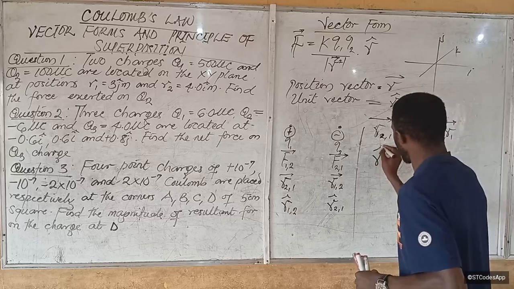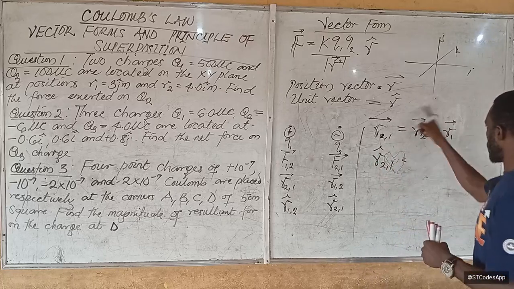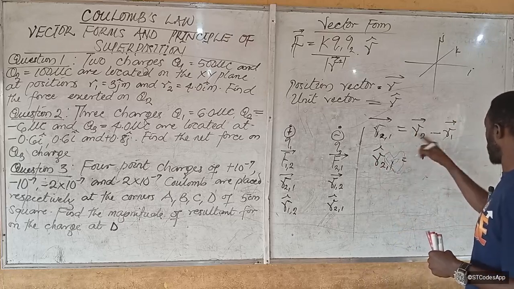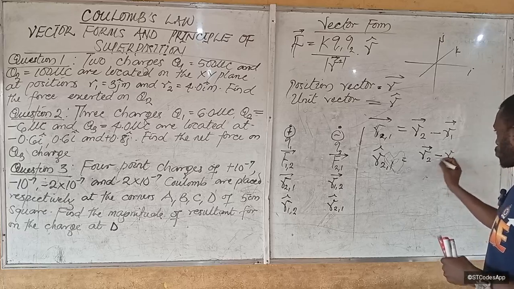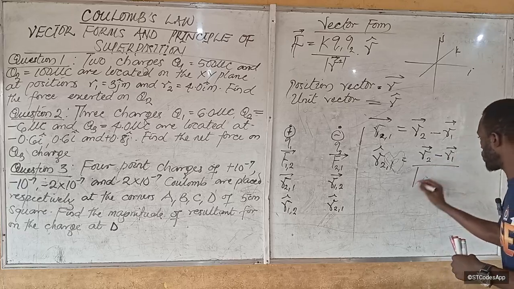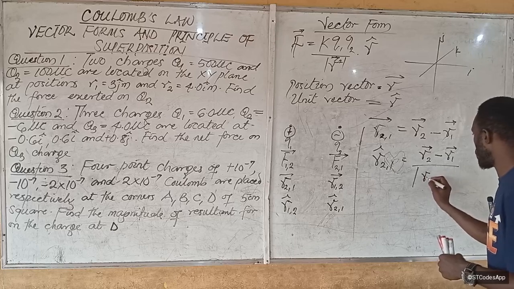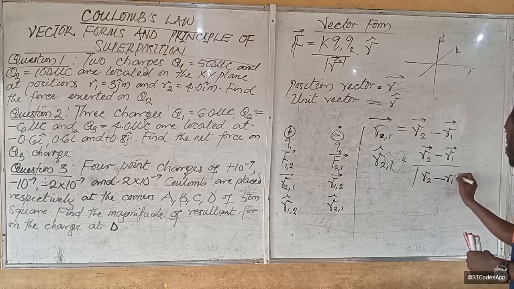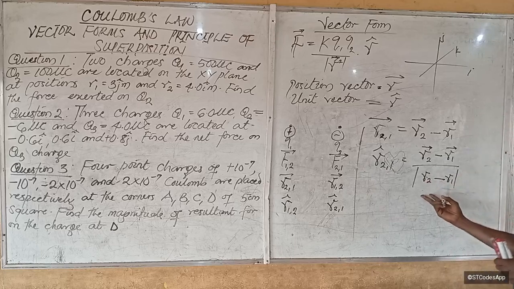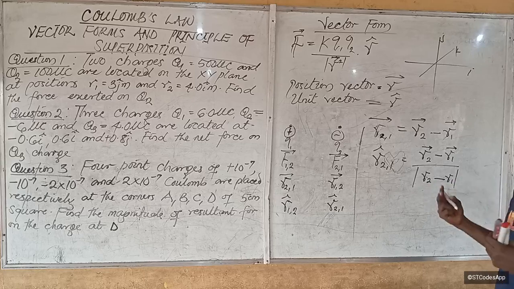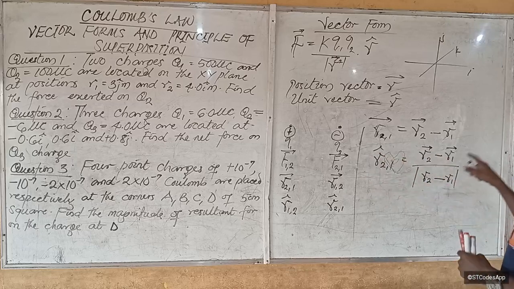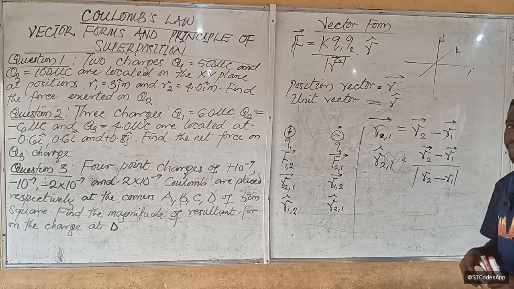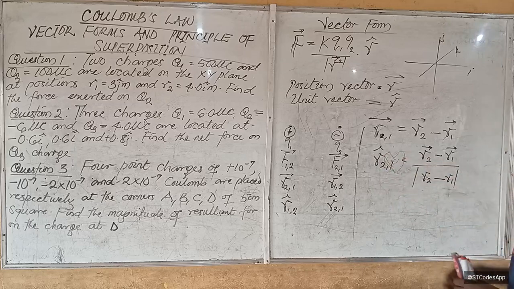Then your unit vector r hat 21 will be equal to R2 minus R1 all over the magnitude of R2 minus R1. And of course, it's the absolute value. So either way you put this one, you're going to get the same answer, whether you put R1 minus R2 or R2 minus R1 here, because it's the absolute value you are taking. This is how we calculate the unit vector.